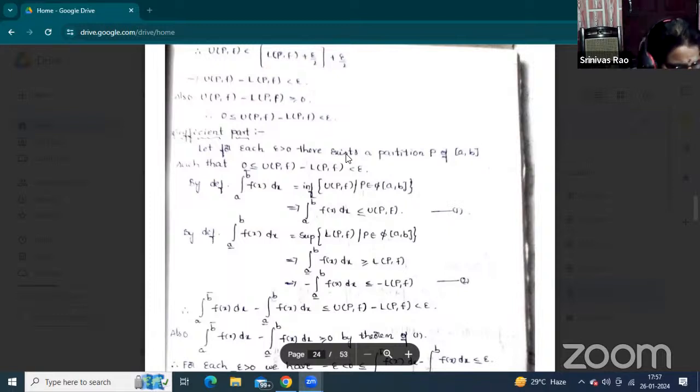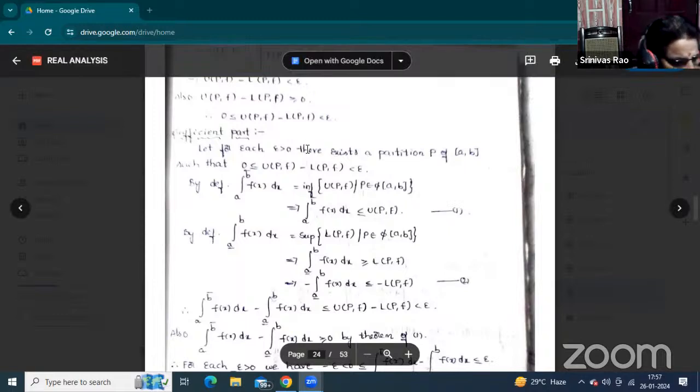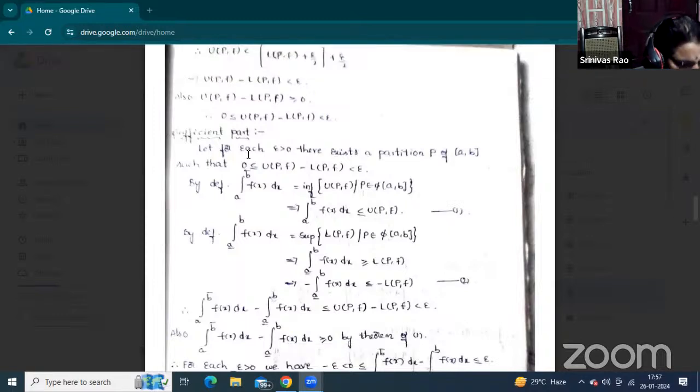Okay. Now, especially now, you have to see and refer to this sufficient part. This is the second part of the theorem. Especially in analysis, every theorem must be explained through the necessary and sufficient parts. Okay. Now, the sufficient part is here.